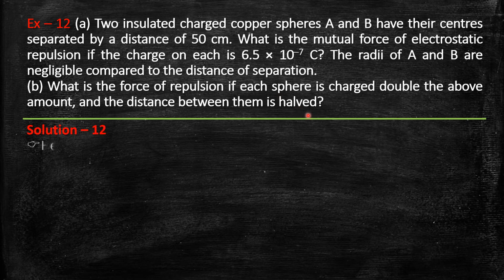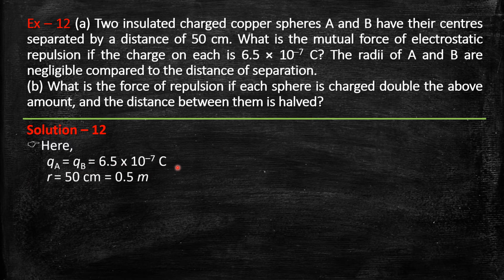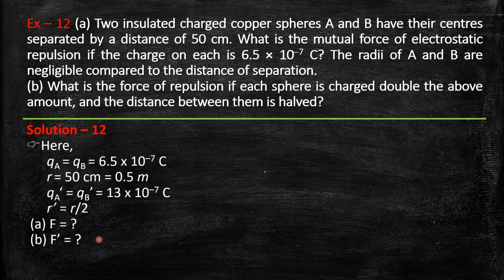So what we are given here, we are given the charge on A and B, QA and QB both are the same, 6.5 into 10 raised to minus 7 coulomb. We are given distance 50 centimeter or half meter, and then we are told that charge is made double. So the new charge on A is QA prime and on B it is QB prime, double of 6.5, that is 13 into 10 raised to minus 7 coulomb. And did we change distance? Yes, distance is also changed. New distance R prime is half of the previous. So find out force initially and find out force after making the change in charge and distance.